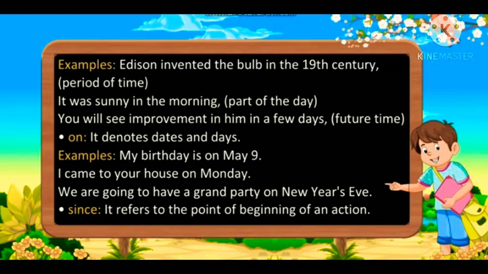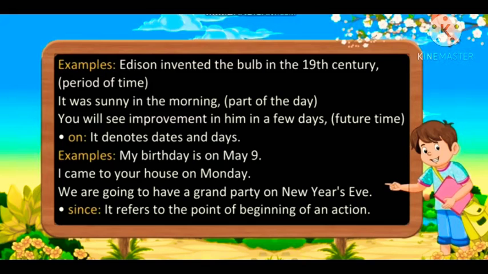On, it denotes dates and days. My birthday is on May 9. I came to your house on Monday. We are going to have a grand party on New Year's Eve. Since, it refers to the point of beginning of an action. So this is all about prepositions of time, students.